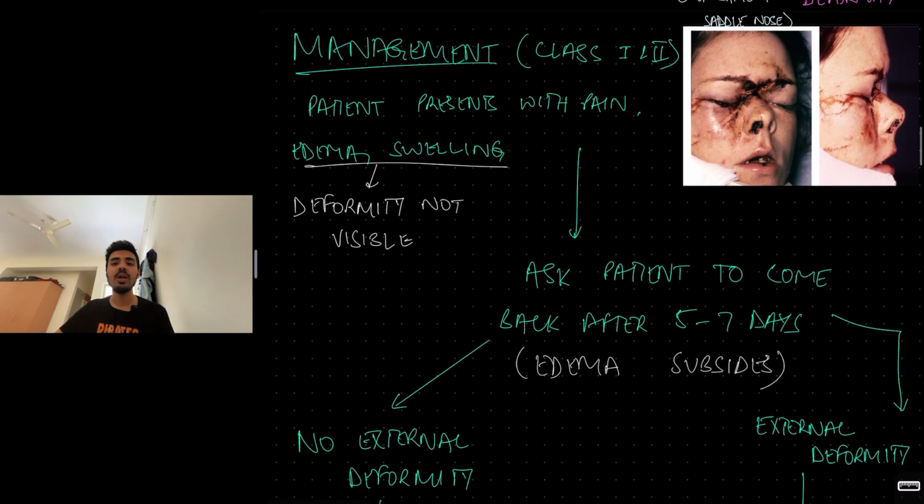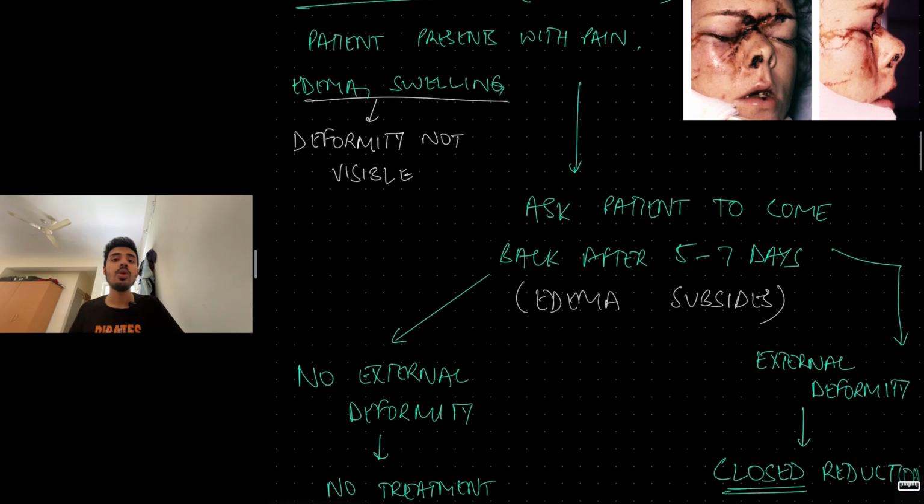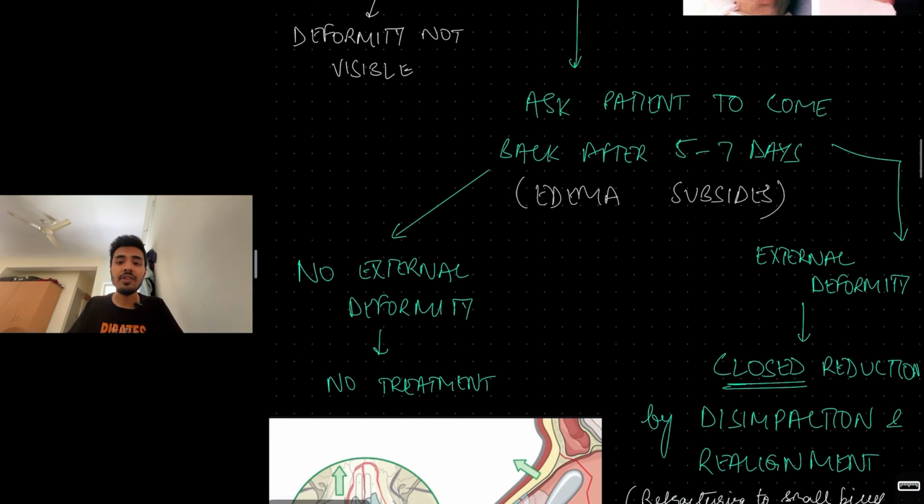But class 1 and 2, the ones which are most commonly seen because of any fall or any object hitting the nose, the management is slightly different. How will you manage it? Let's say the patient presents with a history of trauma with severe pain, swelling, and you see that there is crepitus and you diagnose it as a nasal bone fracture. Will you straight away go for reducing it? No, because of the edema and swelling, you are not able to see the deformity, how much to realign, how much to reduce. So what will you do? You will ask the patient to go home and come back after 5 to 7 days.